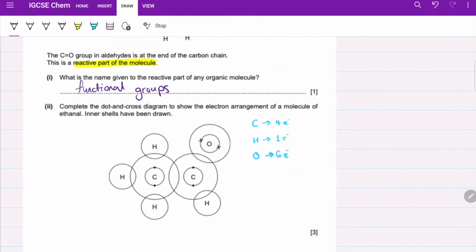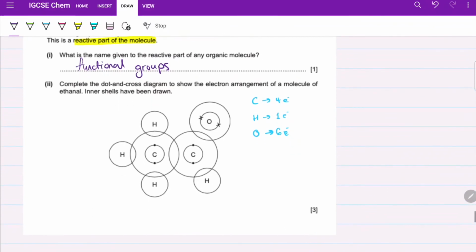Complete the dot and cross diagram to show the electron arrangement of a molecule of ethanol. Inner shells have been drawn out. So let's do this. Carbon is in group 4, so it has 4 valence electrons, so 4 electrons in its outer shell. We already know that hydrogen has 1 proton, 1 electron. Oxygen is in group 6, so 6 valence electrons.